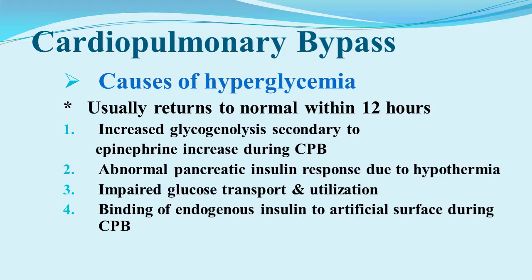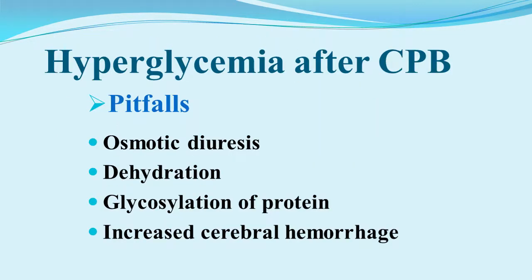Hyperglycemia usually returns to normal within 12 hours. Increased glycogenolysis secondary to epinephrine increases during cardiopulmonary bypass. Abnormal pancreatic insulin response due to hypothermia. Impaired glucose transport and utilization. Binding of endogenous insulin to the artificial surface during cardiac bypass. Pitfalls are osmotic diuresis, dehydration, glycosylation of protein, and increased cerebral.